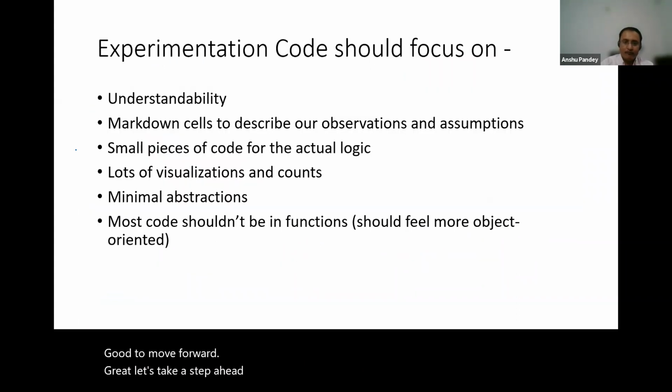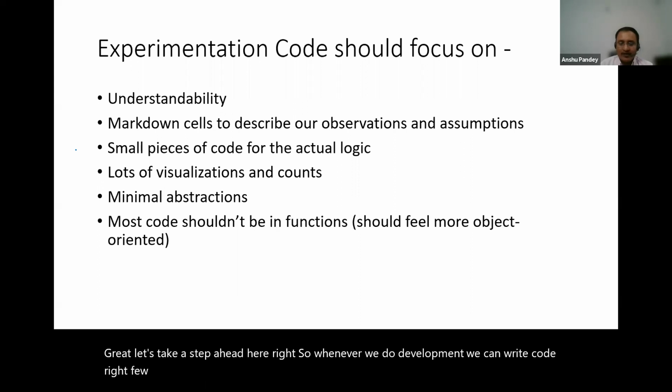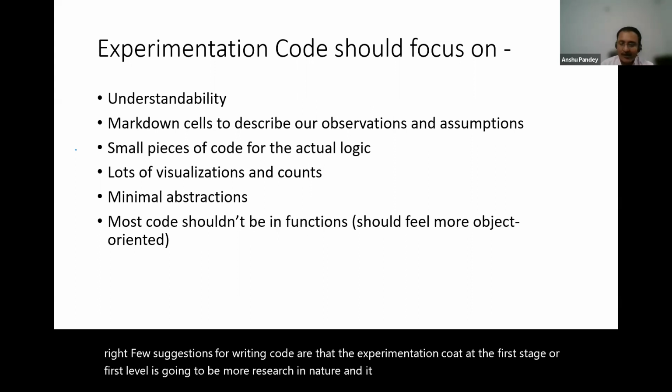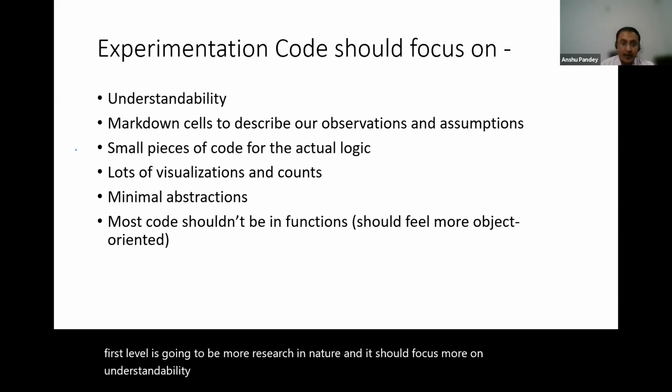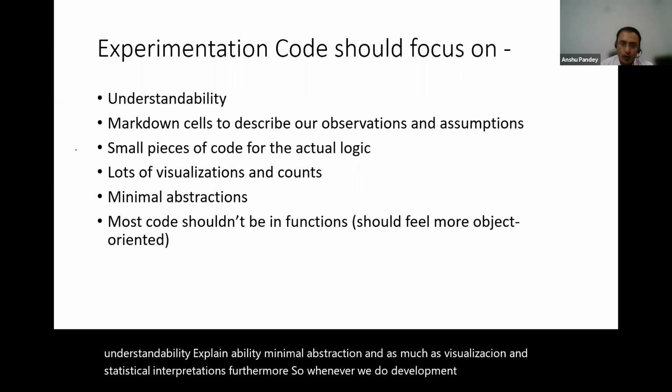Right. So whenever we do development, we're going to write code, right? Few suggestions for writing code are that the experimentation code at the first stage or first level is going to be more research in nature, and it should focus more on understandability, explainability, minimal abstraction, and as much visualization and statistical interpretations. Furthermore, whenever we do development, the first phase of writing code goes in that manner.